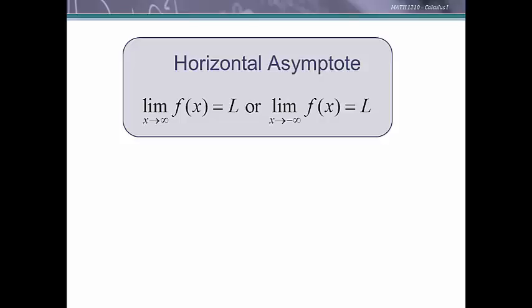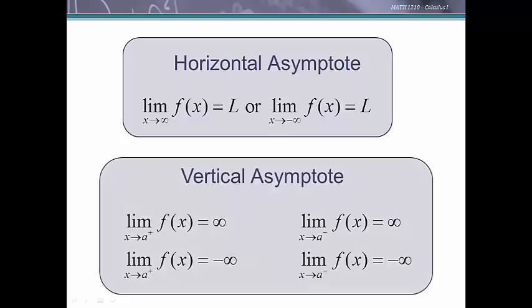Often it's both, but it doesn't need to be. We could have two different horizontal asymptotes, one value that it headed towards as we went to negative infinity and a different value as we headed towards positive infinity, or they could match. Now a vertical asymptote is where, as we approach some finite value, the function goes towards infinity or negative infinity. As we see here, as x approaches a from the right hand side the function could go to infinity, or from the left hand side the limit could be infinity, or it could go to negative infinity from either the left or the right.